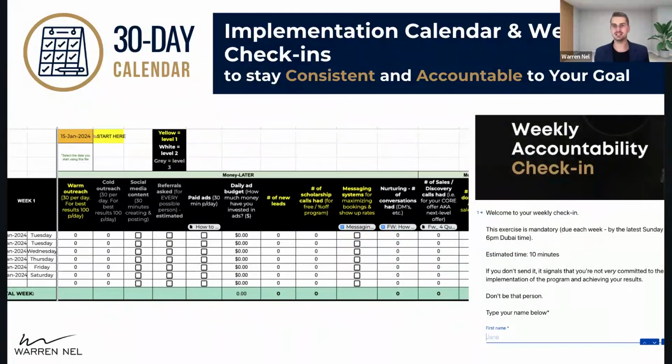And so we have an implementation calendar to ensure that they know exactly what they need to do on a daily basis, and they have an accountability check-in with me every Sunday where they send in questions, where I get to see how they're doing, what they're not doing, so I can help coach and mentor them accordingly. And then of course I help them.